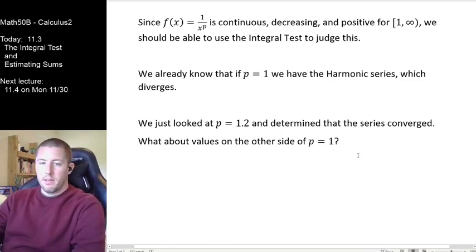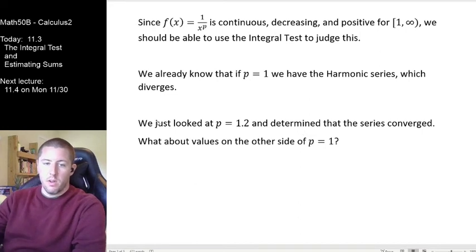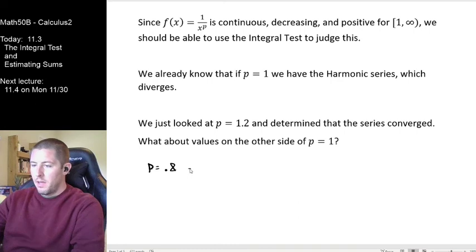Let's check out something on the other side of p equals 1. So let's do p equals, I don't know, 0.8 right here. Then in this case, we're wondering, does the sum of 1 over n to the 0.8 converge or diverge?